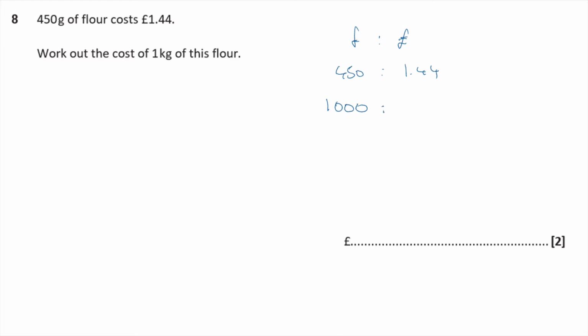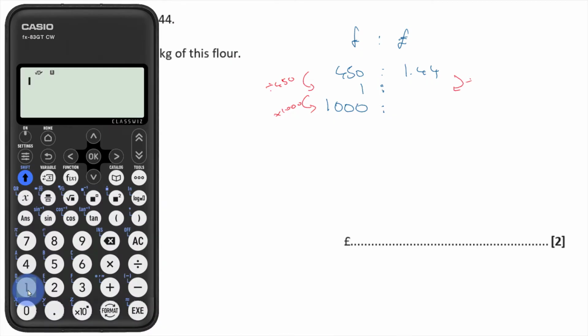Now the unitary method means go via 1. If it was a non-calculator paper, I might go via 50, it might be easier, but on the calculator it doesn't really make any difference. So I'm just going to go via 1. I'm going to go via 1 by dividing by 450 to take me from 450 to 1, and then times by 1,000 to go back up to 1,000. Now if I do that to the other side, I'm going to divide it by 450 as well, and then times it by 1,000. That's what I'm going to do on my calculator then. I'm going to type in 1.44, divide it by 450, and then times it by 1,000. What do I get? I get 3.2. So that is 3.2.